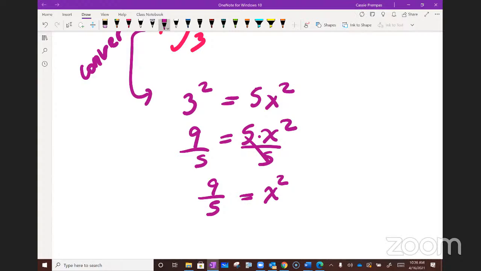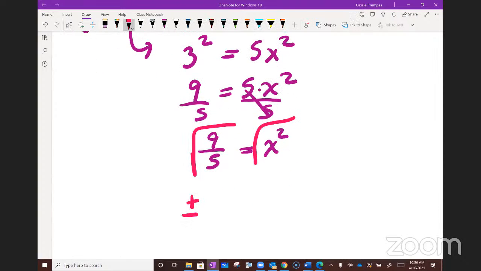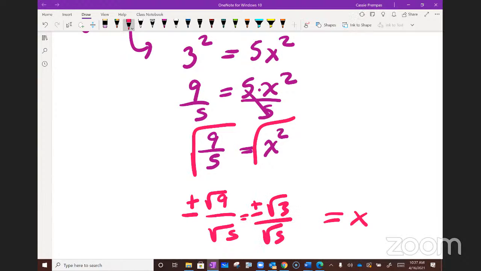What undoes a square? Square root. What do I need to keep in mind when taking the square root? Plus or minus. Plus or minus, awesome. And if you're square rooting a fraction, you have to square root the top and the bottom. Here's some free final review for you. Square root of 9, what is that? 3. So this is plus or minus root 3 over root 5.